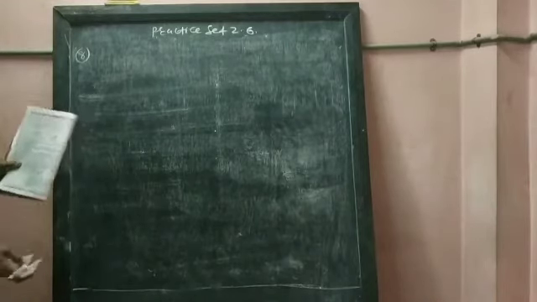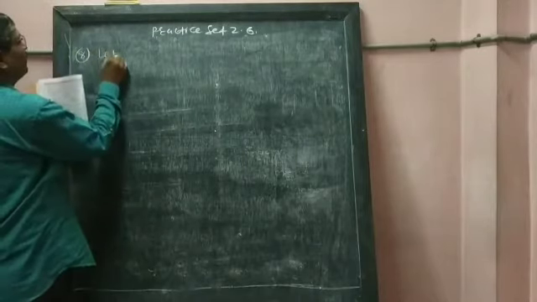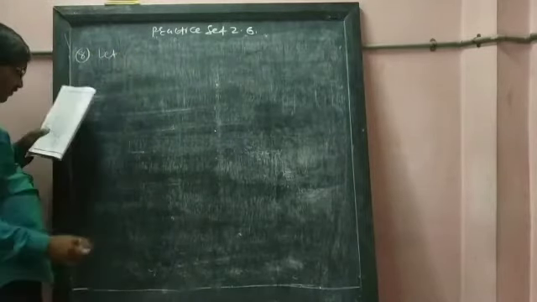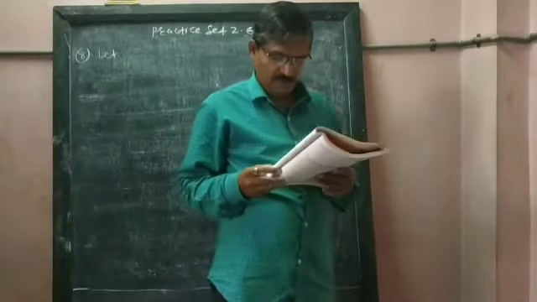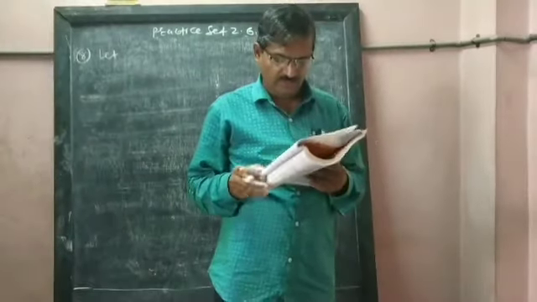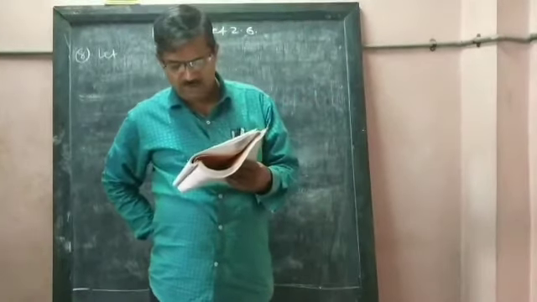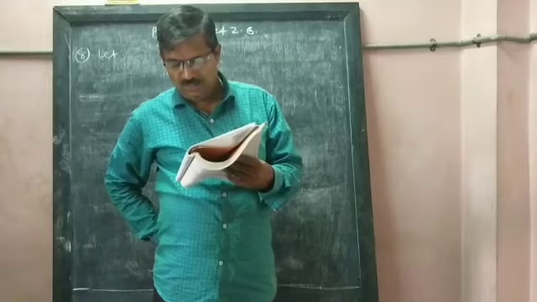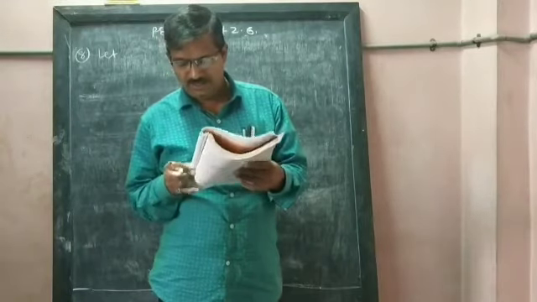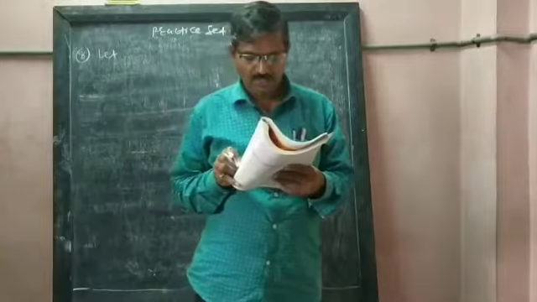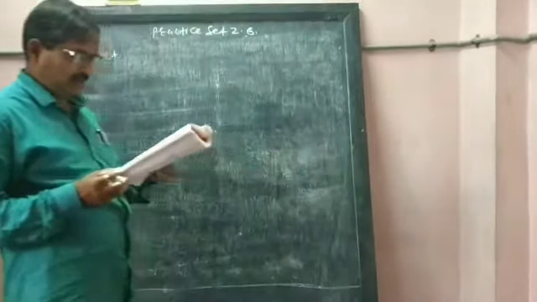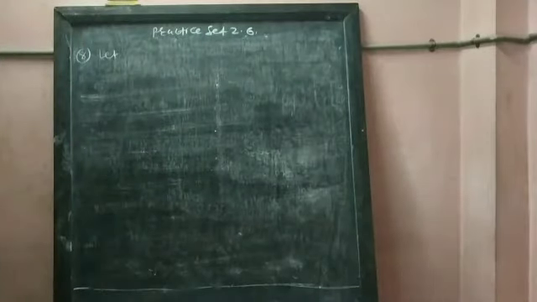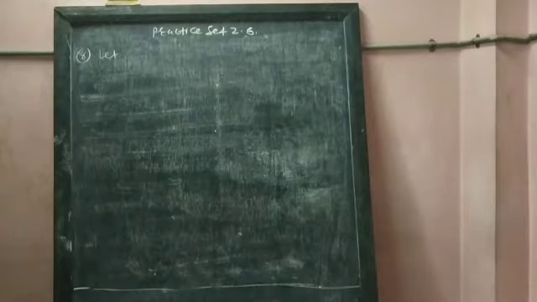Nishu's work time is not given. If they work together, they finish it in 4 days. How many days would it take to complete the work if they work alone? So here we should take a variable. Once again I am going to read it. Please see: Pintu takes 6 days more.